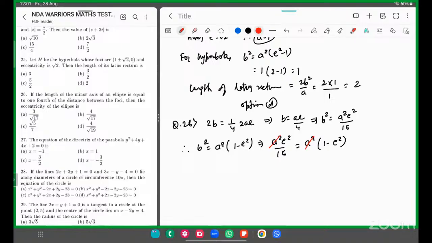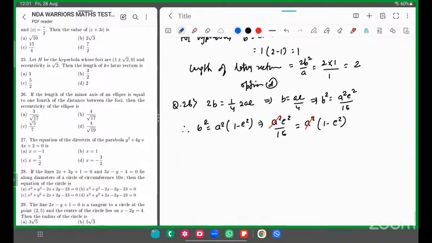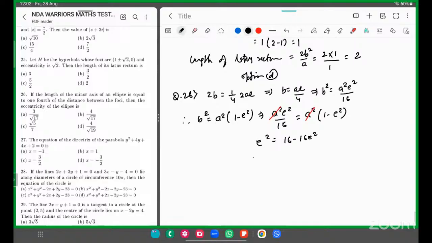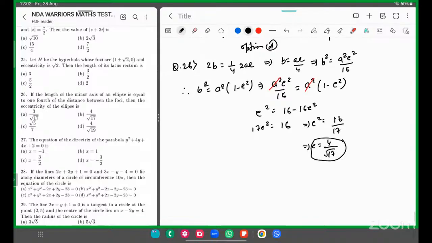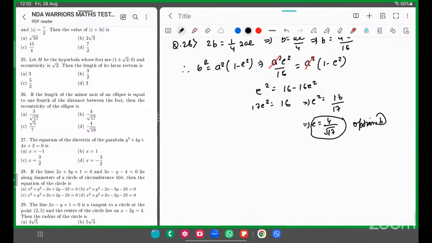Cancel this a square with this a square. What are you going to get? Doing the cross multiplication, e square equals 16 minus 16 e square. So it will become 17 e square equal to 16. This implies e square equal to 16 upon 17, which implies e equal to 4 upon root 17. Option number B. You can tick option B, students. Okay, moving to next question number 27.